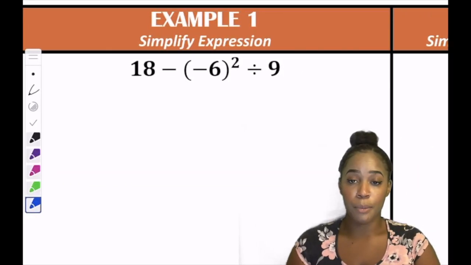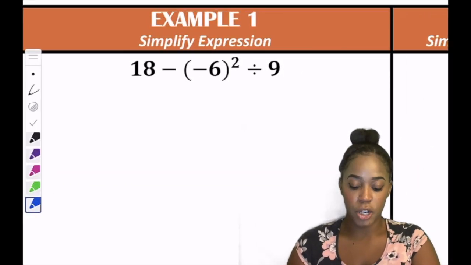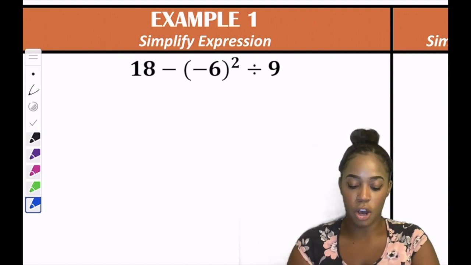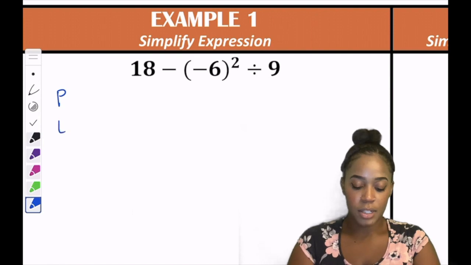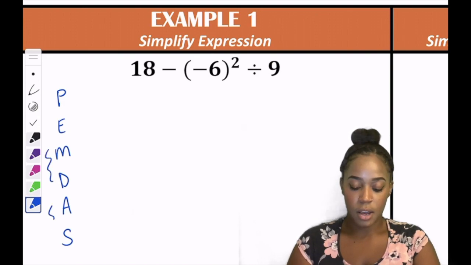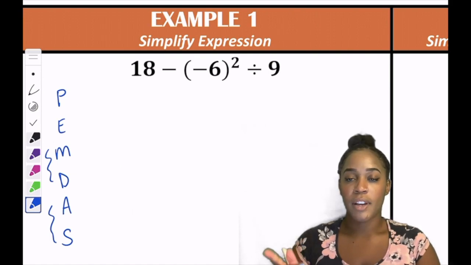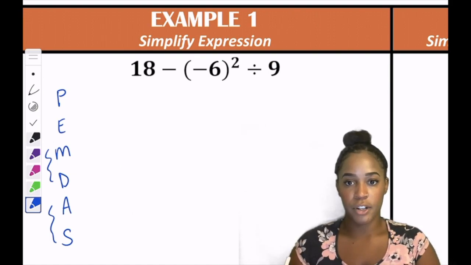In this first example, we're just going to simplify the expression. Something I like to do to make sure I remember my order of operations is I just write them down the side of my page. So PEMDAS, and I put the curly brackets around MD and AS so that I remember if I see one of them first, I'll do that first. So let's look to see if we have parentheses.